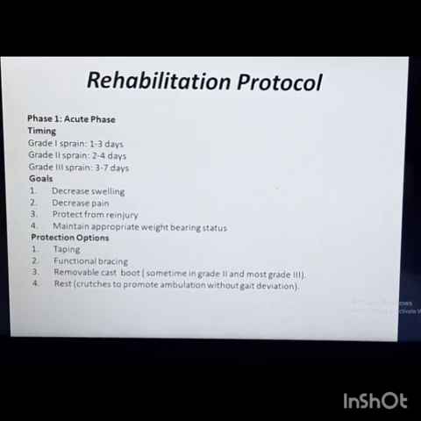Now the rehab protocol, you have to make a rehab protocol starting with the first, acute phase. Acute phase timing of grade 1 is 1 to 3 days, grade 2 2 to 4 days, and grade 3 3 to 7 days. What is the goal of your rehabilitation in this phase? It is to decrease swelling and pain, protect from re-injury, and maintain appropriate weight bearing status. How do you protect and decrease pain and re-injury? By taping, functional bracing, cast if required, sometimes in grade 2 and often in grade 3. Rest.